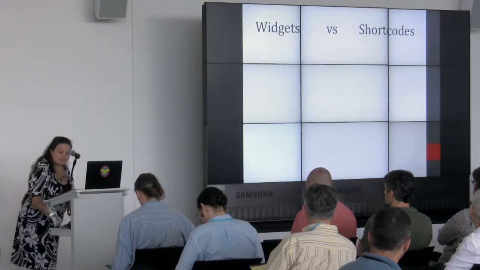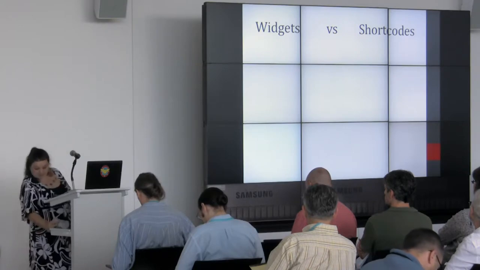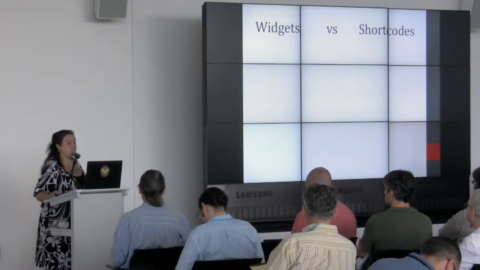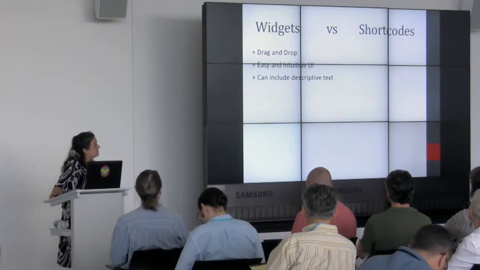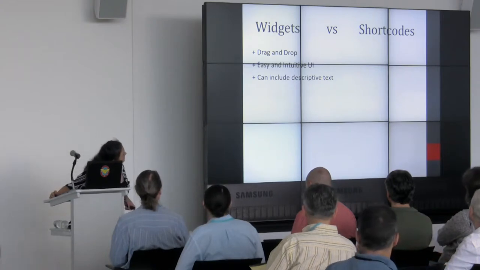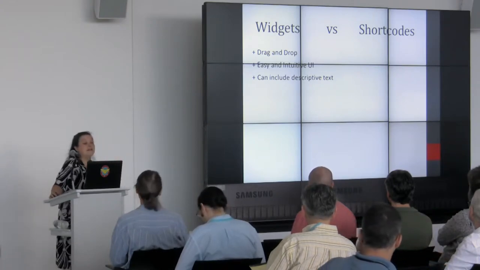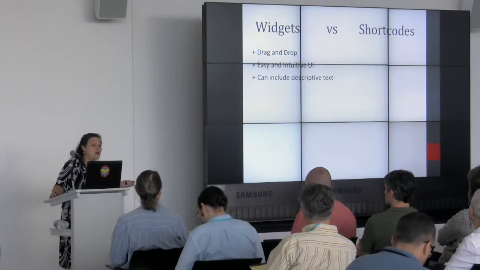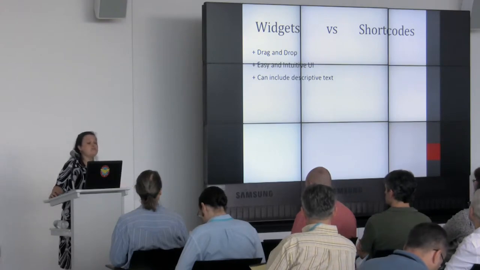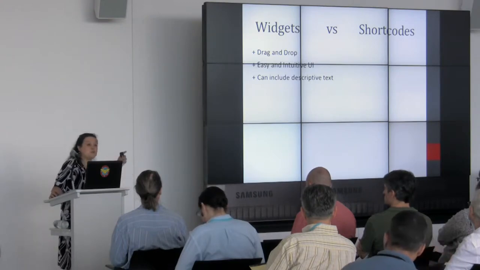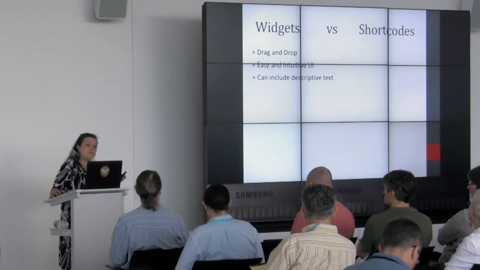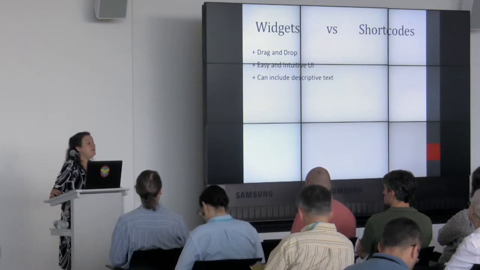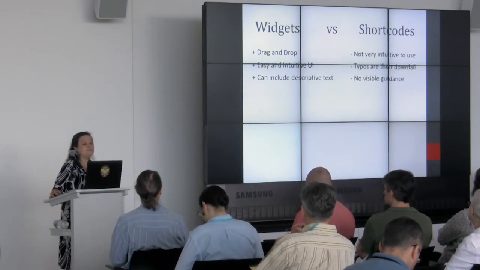So obviously we've discussed a little bit about the differences between widgets and shortcodes, and what I wanted to do is just go over in summary some of the pros and cons. So widgets, as we've talked about, are drag and drop. They have a very easy and intuitive UI. And the nice thing is that they can include descriptive text. So right in the widget admin, you see a name, you see a description. On the form, you can have descriptions about what those fields are. They make it very easy to use.